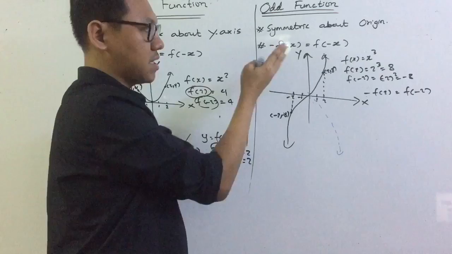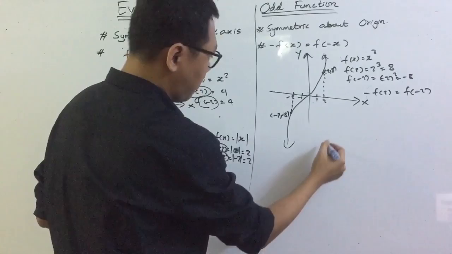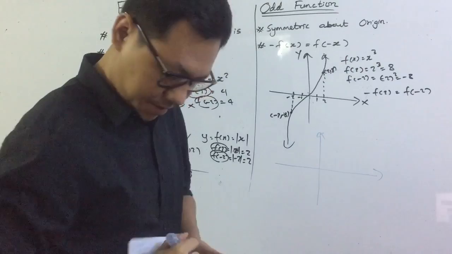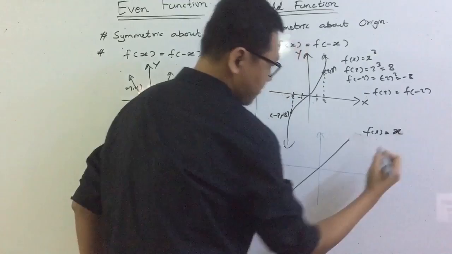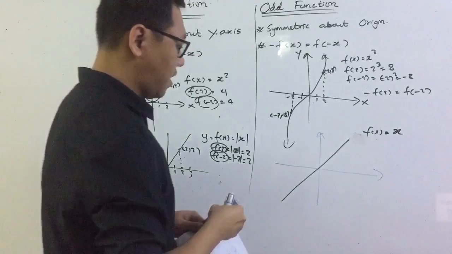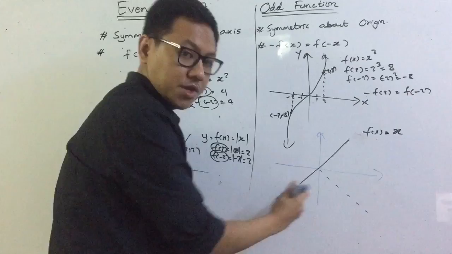Okay, let's draw another example. Let's draw this graph. This is called y equal f(x). I'm going to do f(x) is equal to x. So if you reflect it at the x-axis first, you will get this. And if you reflect again to the y-axis, it will be symmetric. You see? So this is called origin symmetry.